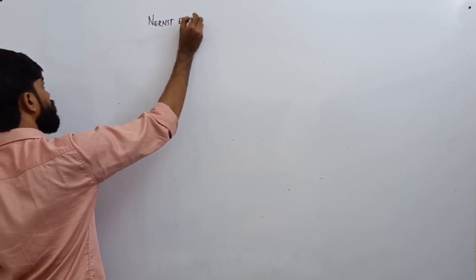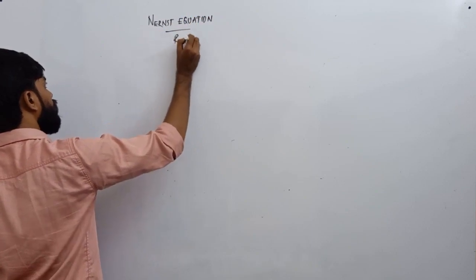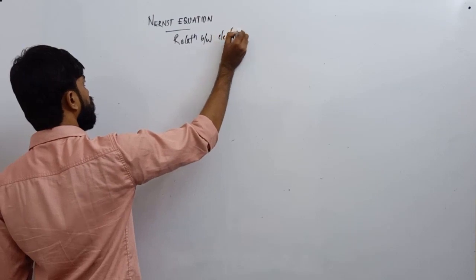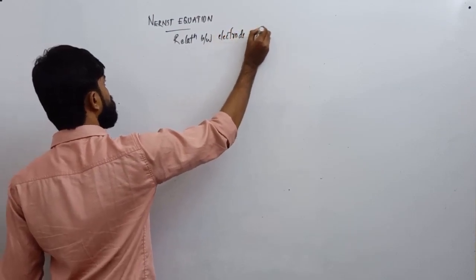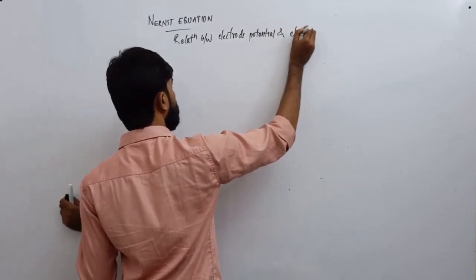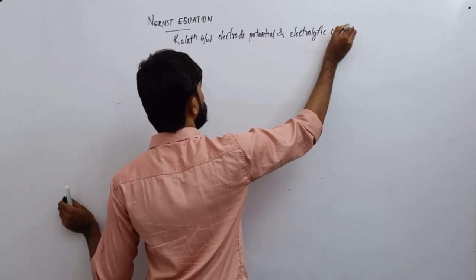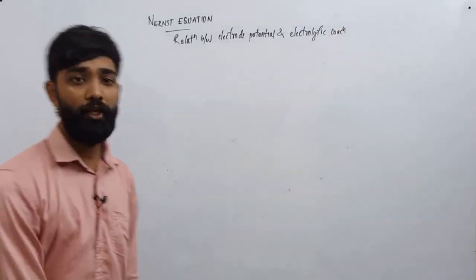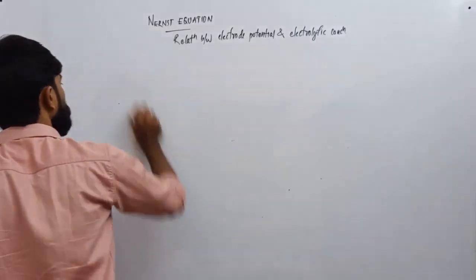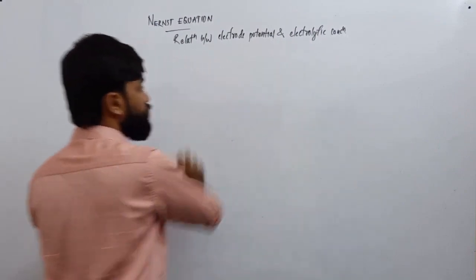The Nernst equation means that is an empirical relation between electrode potential and electrolytic concentration. That is said to be the Nernst equation. Okay, so the Nernst equation is the relation between electrode potential and electrolytic concentration.